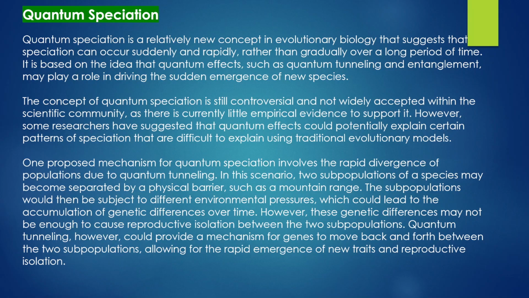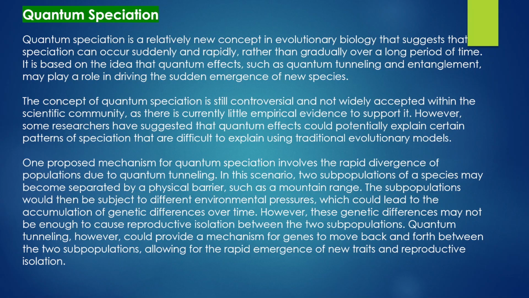The concept of quantum speciation is still controversial and not widely accepted within the scientific community, as there is currently little empirical evidence to support it. However, some researchers have suggested that quantum effects could potentially explain certain patterns of speciation that are difficult to explain using traditional evolutionary models. One proposed mechanism for quantum speciation involves the rapid divergence of populations due to quantum tunneling.